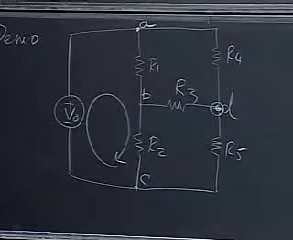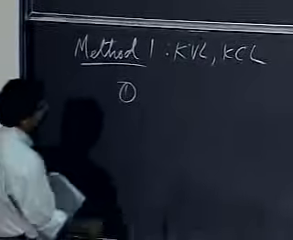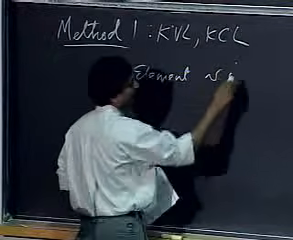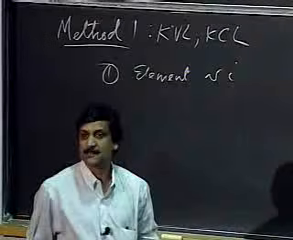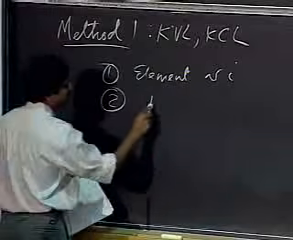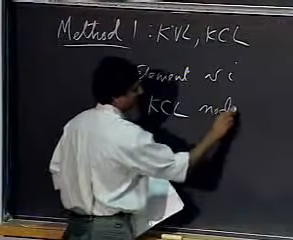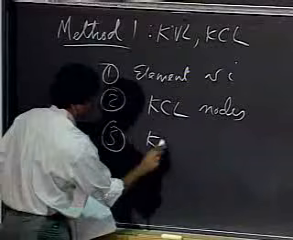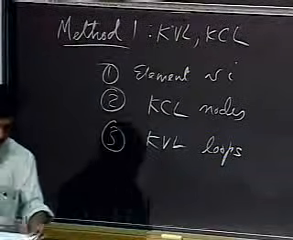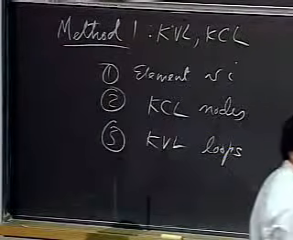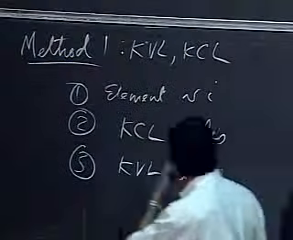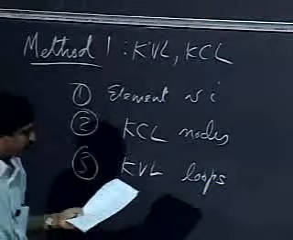So the basic KVL and KCL method has the following steps. The first step is to write down the element VI relationships for all the elements. Second step is write KCL for all the nodes. And the third step is to write KVL for all the loops in the circuit. That's it. Just go ahead and write down element rules, KVL and KCL, and then go ahead and solve the circuit. So we'll do an example, of course.